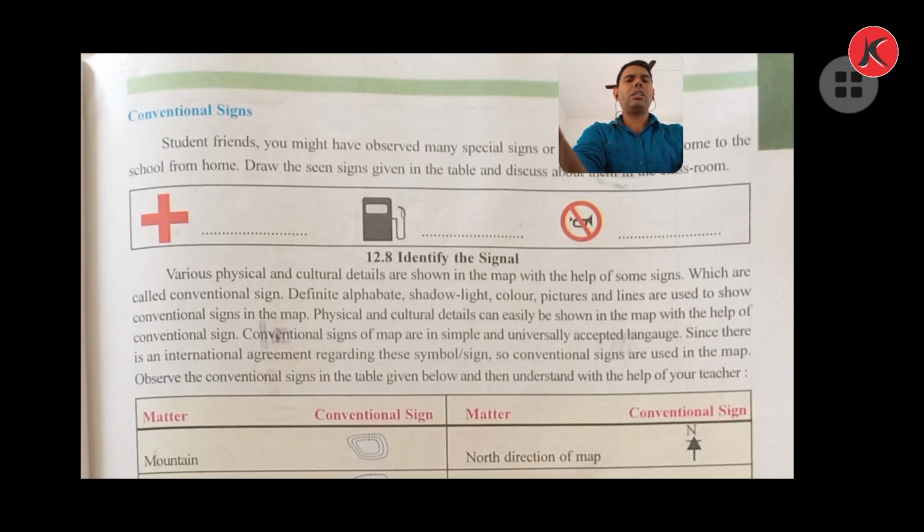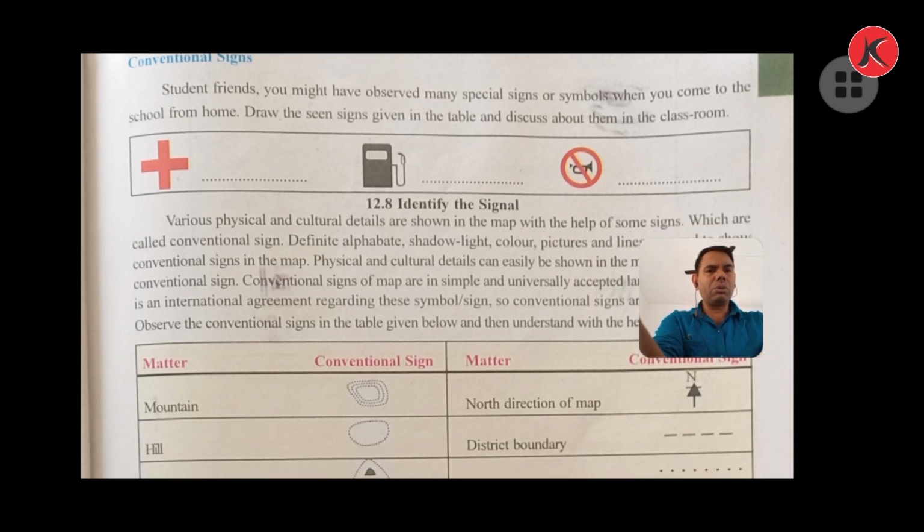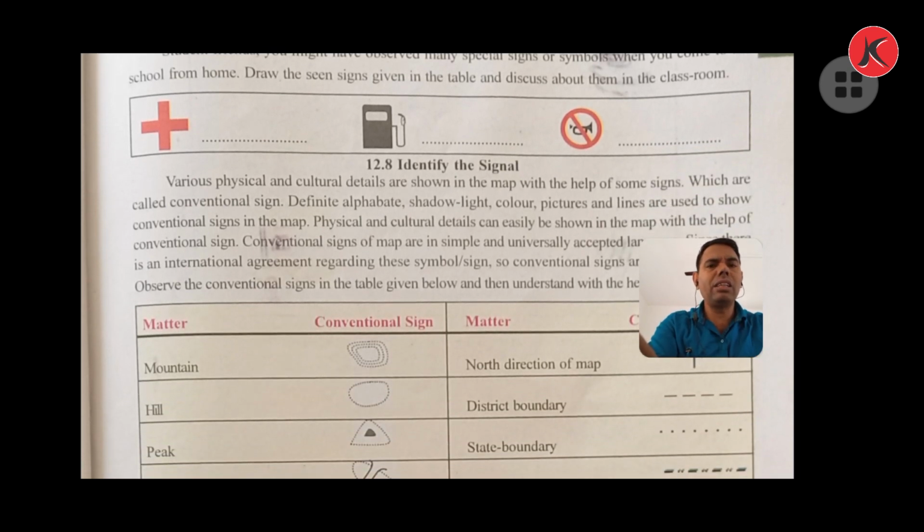After that, students, some maps. On a map we have some signs, okay, that is symbols. Students, friends, you might have observed many special signs or symbols when you come to school from home. Draw the signs given in the table and discuss them in the classroom. Here some signs are there, students, and you all know them, okay.